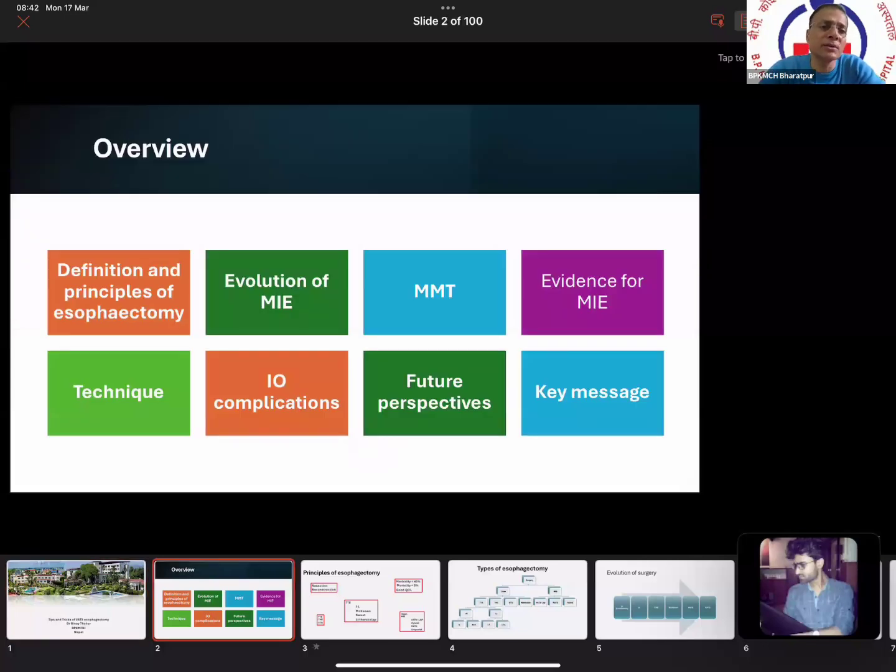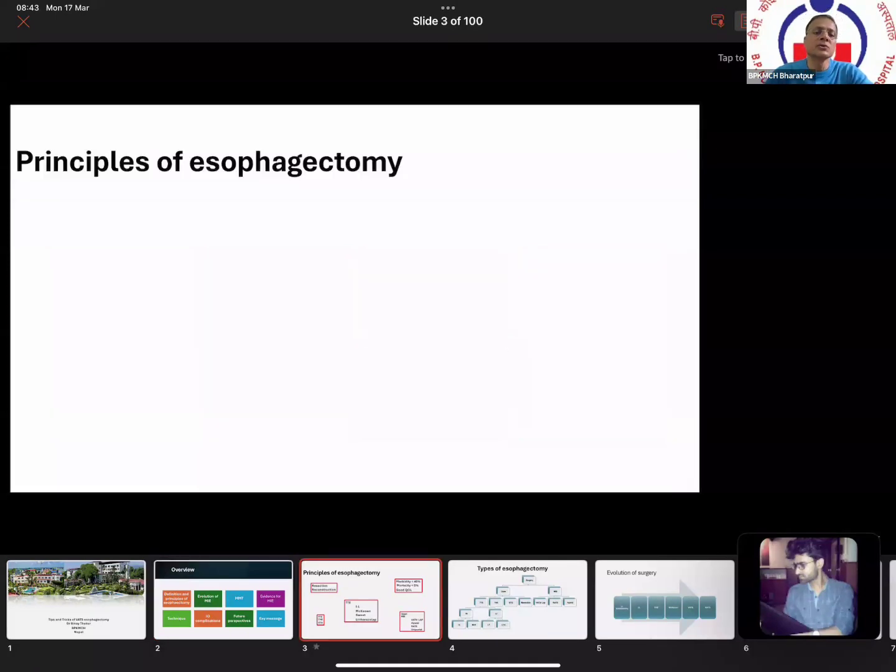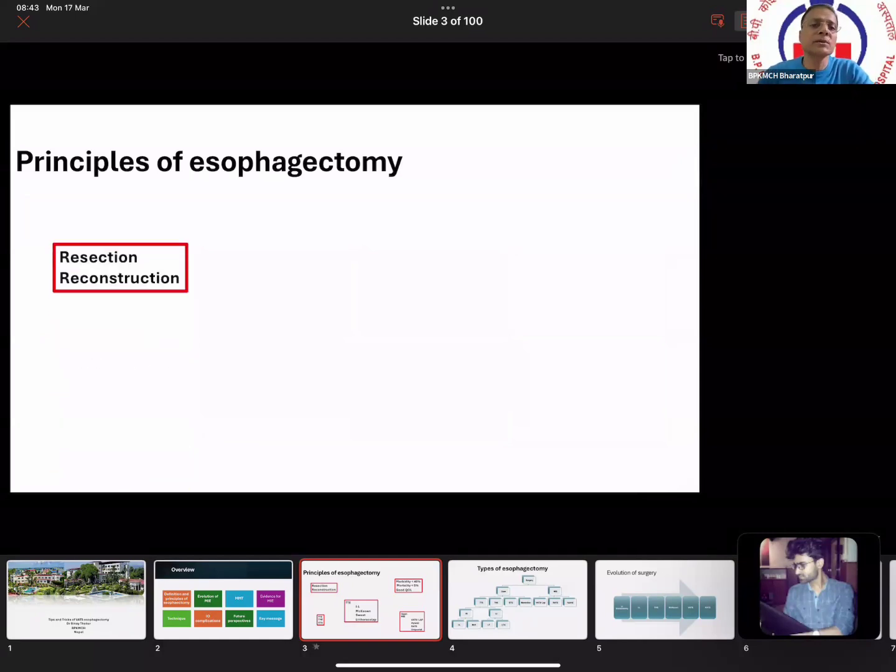So my overview of presentation today will be to define the principles of esophagectomy and how the minimally invasive esophagectomy evolved, a concept about the multimodality treatment, and evidence in favor of the minimally invasive surgery, the technique, intra-op complications, post-op complications, future perspectives, and key messages. So let's start first of all with the principles of esophagectomy.